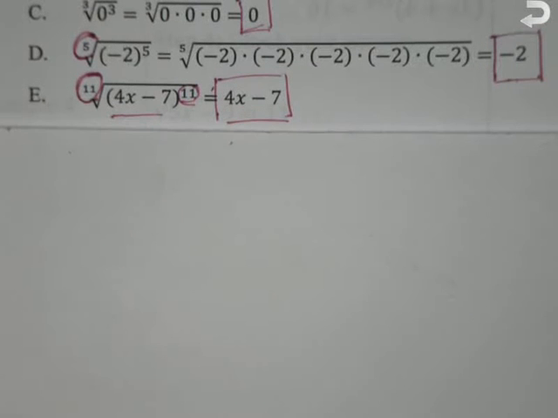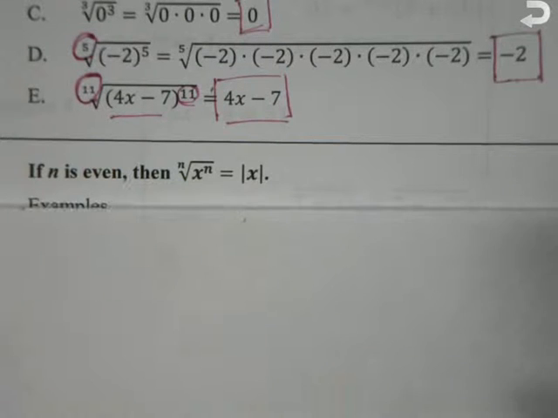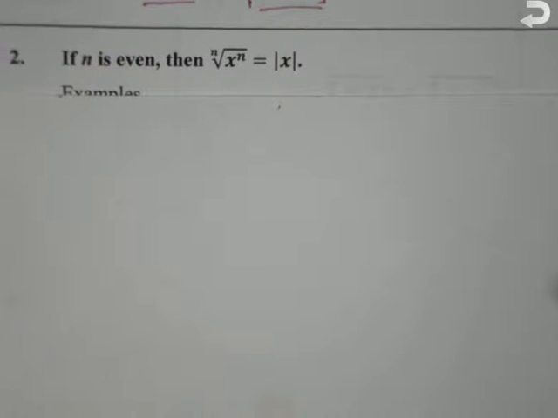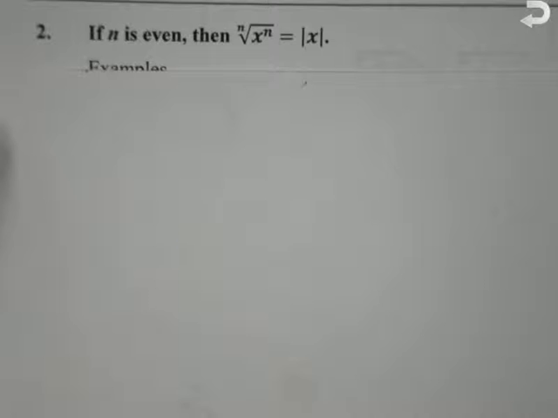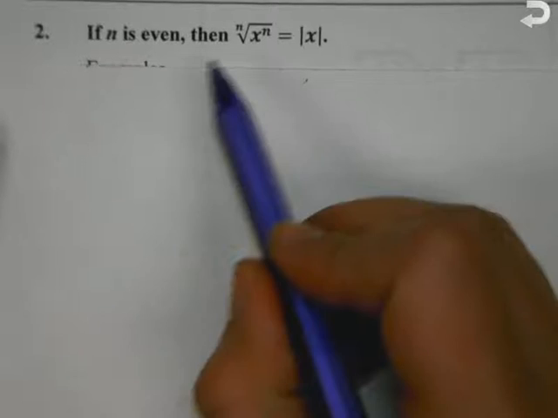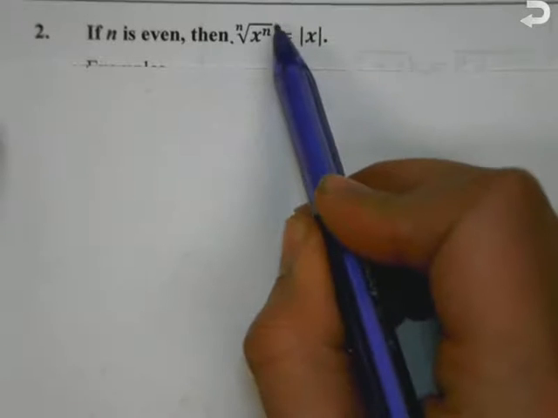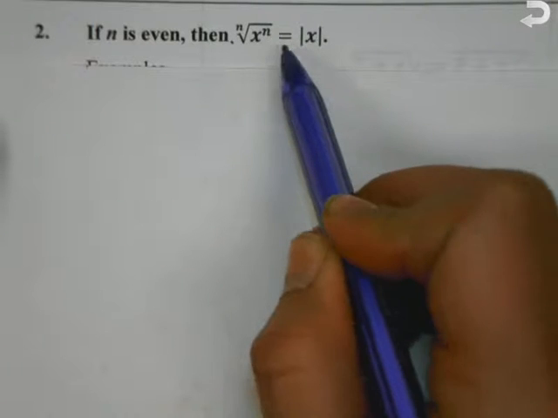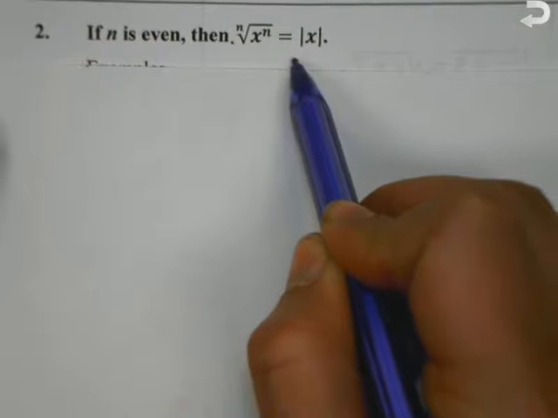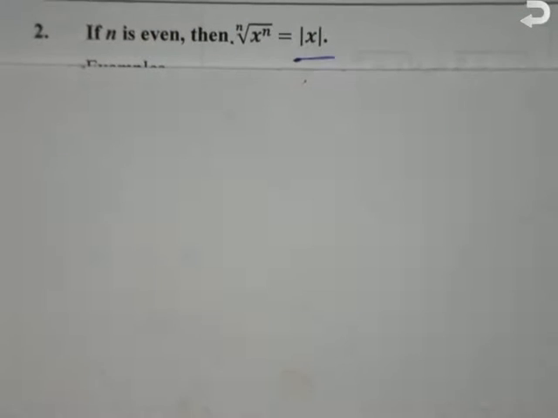So the rule for even is, if n is even, so this is our second rule, then the nth root of x to the n equals the absolute value of x. Now, if we can take the absolute value, then we actually do. There will be some where you won't be able to take the absolute value, so you just leave your answer. So, for example, if there's an x inside.